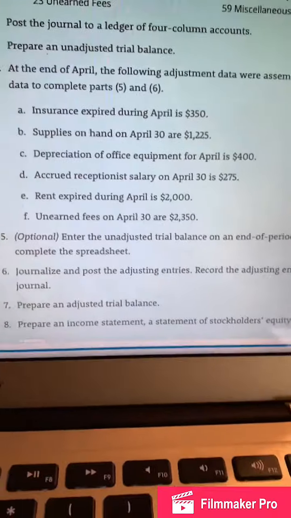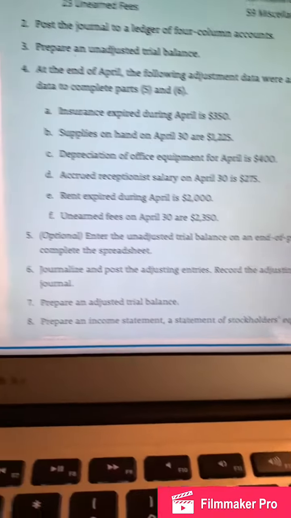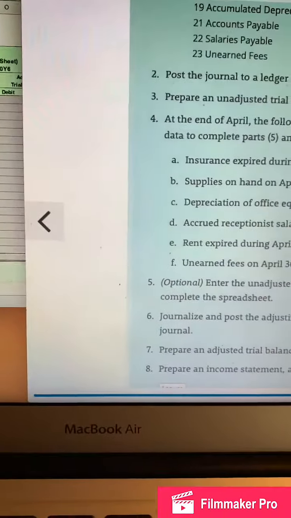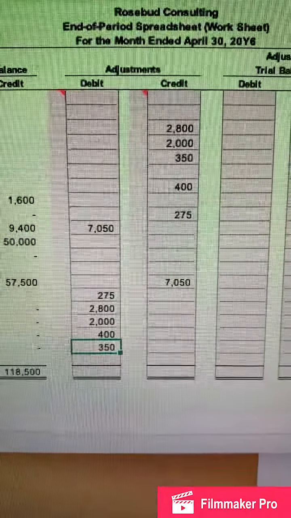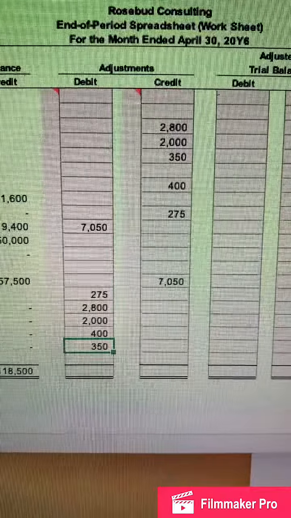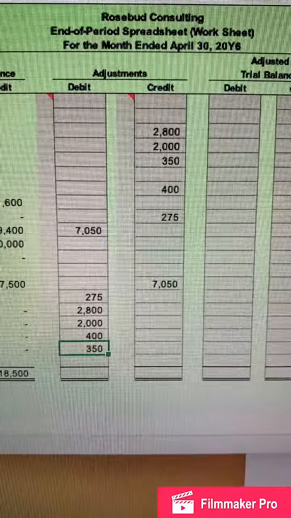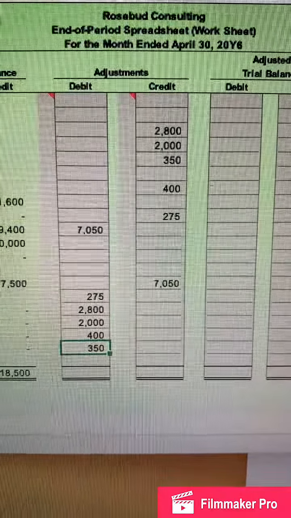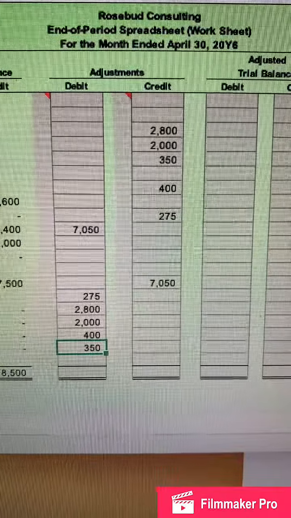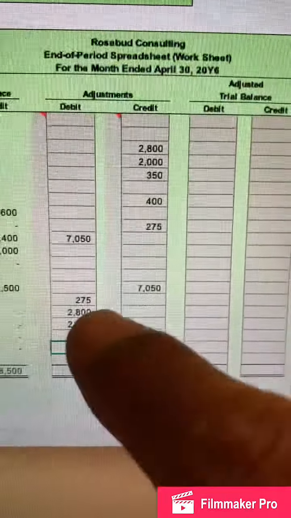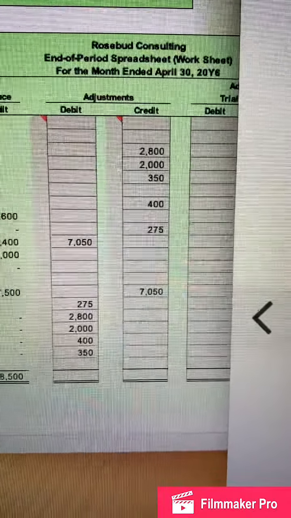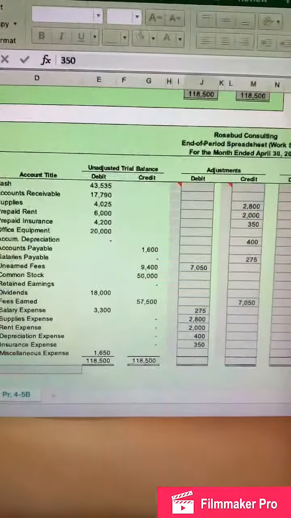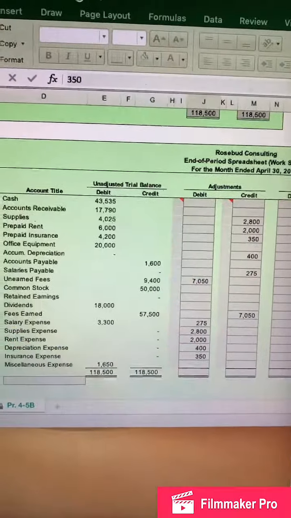So I'm looking at number 5 here, and what I did was I went through on this expanded, and I put those adjustments on there: 2,800, 2,000, 350, 400, 275, 750, 7050, 7050. So I put these in there, and that's what these are right here. These are these adjustments, okay? So that's what it would look like for the adjustments.